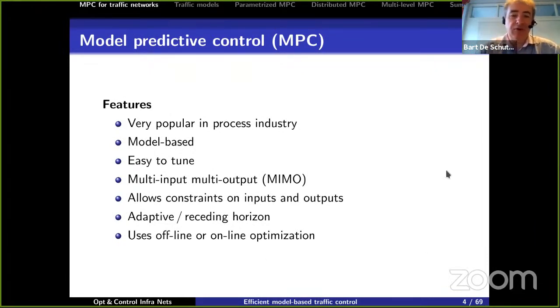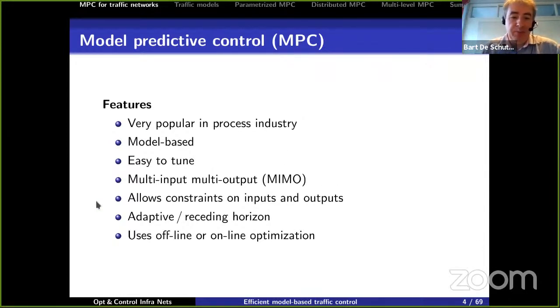It actually originated in the processing industry about, I think, 60, 70 years ago. So that is very popular. And it's popular because it's model-based and easy to tune. We will see later on that there are only 3 essential parameters to be tuned. In addition, it allows to deal with systems with multiple inputs and multiple outputs.